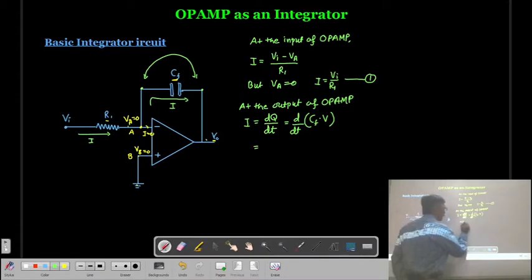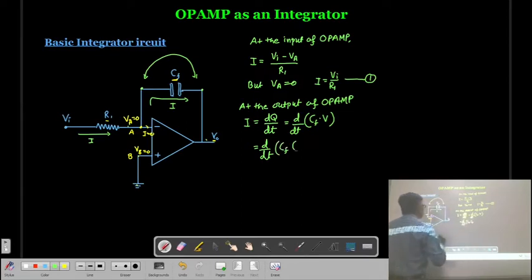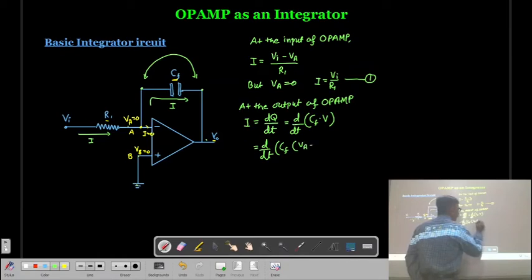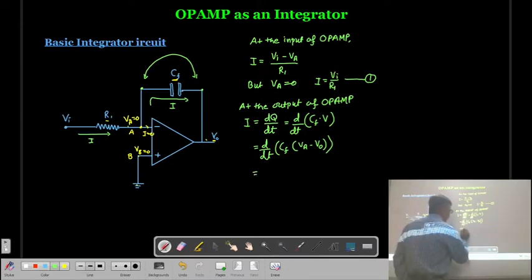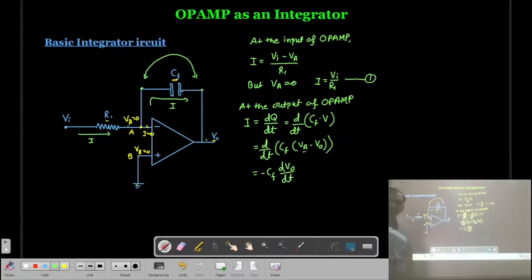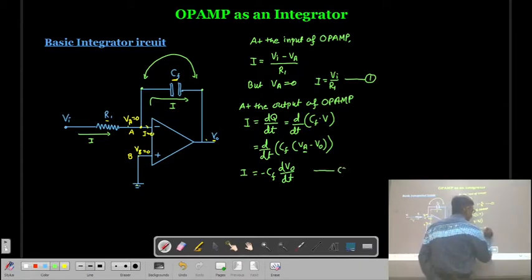So we can write I is equal to d by dt of CF into (VA minus VO), and this will be equal to minus CF into dVO by dt, because VA is equal to 0. So we have calculated this current I at the output, and this is my expression number 2.